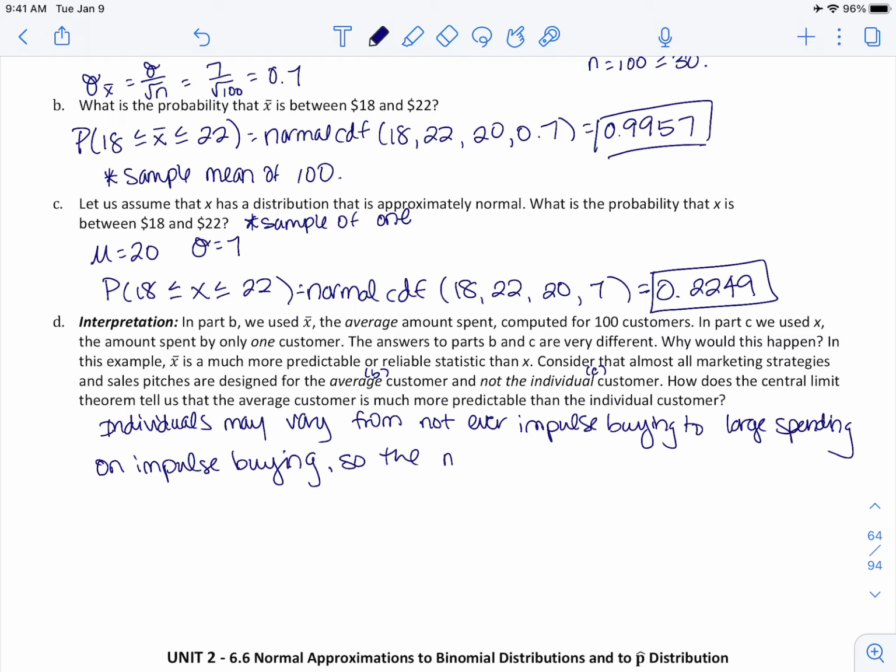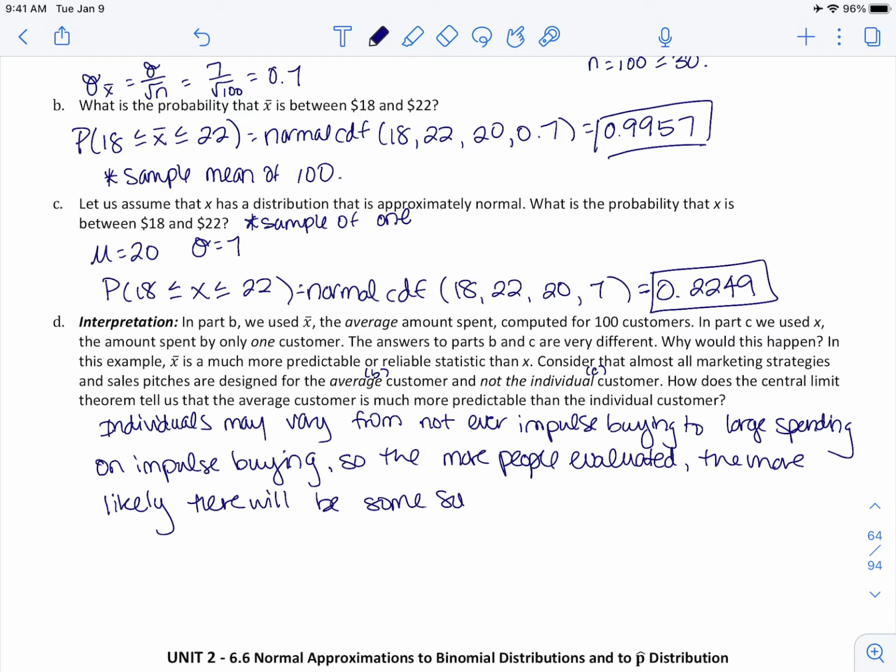So the more people evaluated, the more likely there will be some sort of average amount spent impulsively.